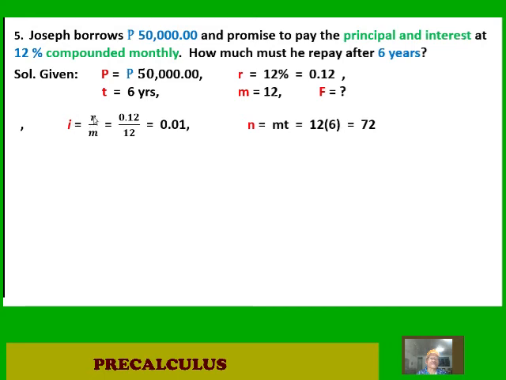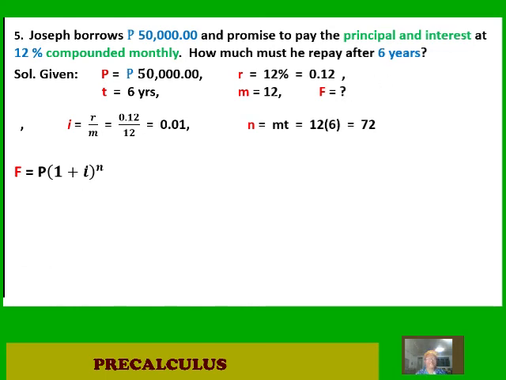I equals R over M. The nominal rate is 0.12, M is 12, so 0.12 over 12 is 0.01. N is M times T. M is 12, T is 6. 12 times 6 is 72. So it is asking for F.